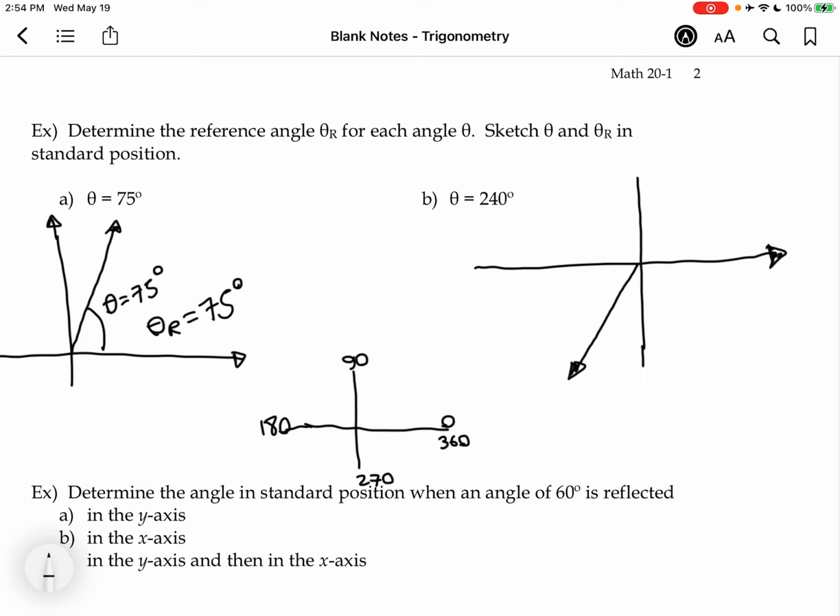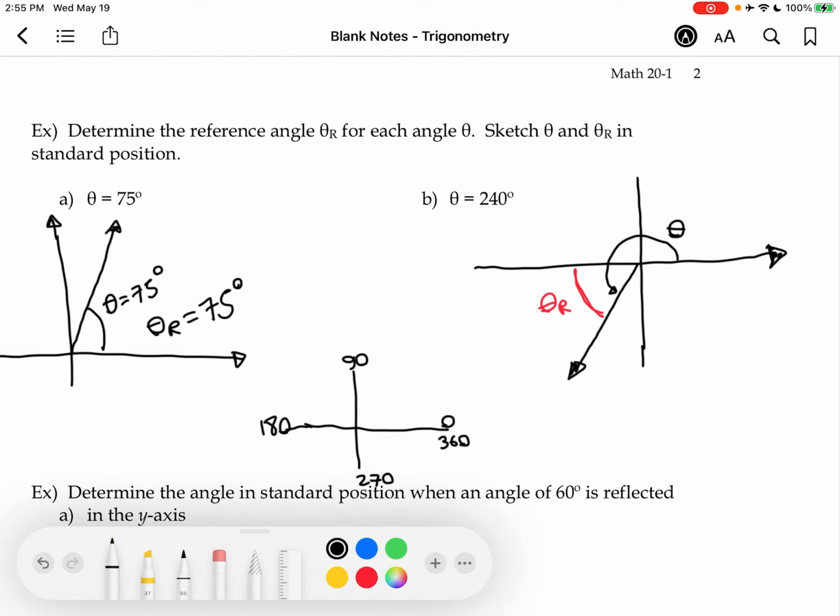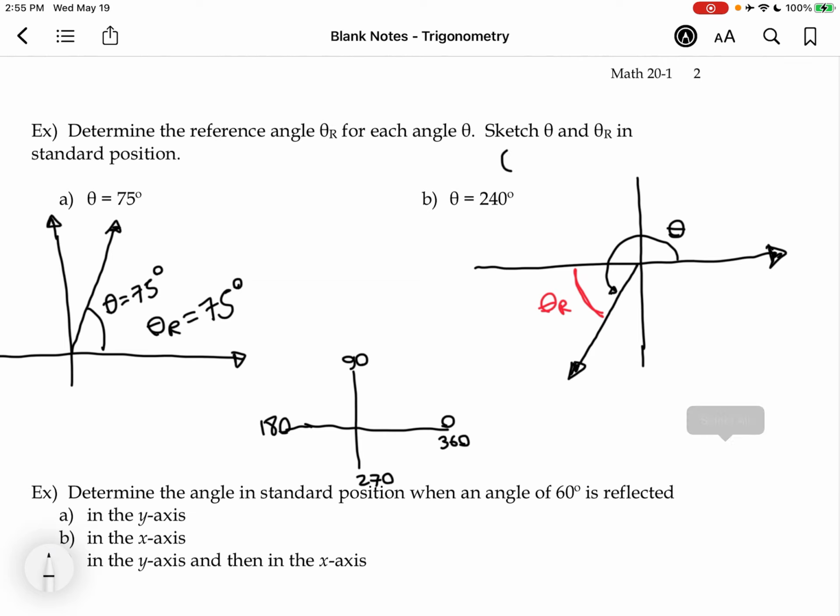So it's a bit closer to 270. Right, so here's our terminal arm and here's our theta. Now theta r is right here, right? And theta r is going to be the entire angle, 240, minus 180 degrees. And that is 60 degrees. Okay?